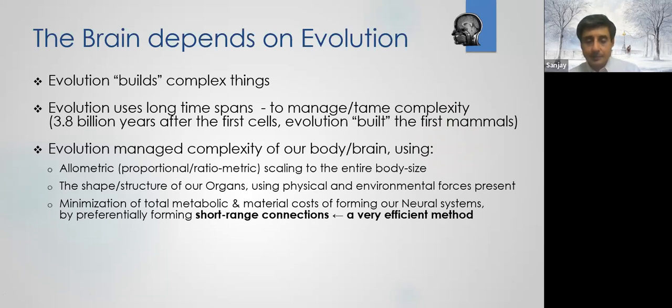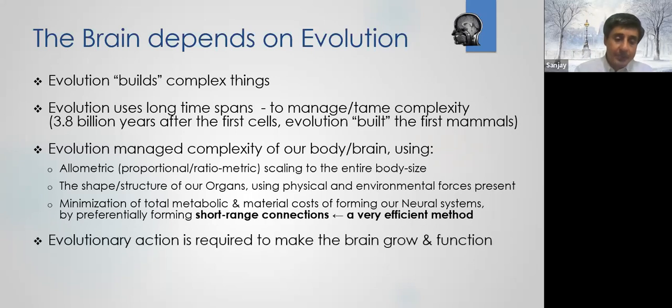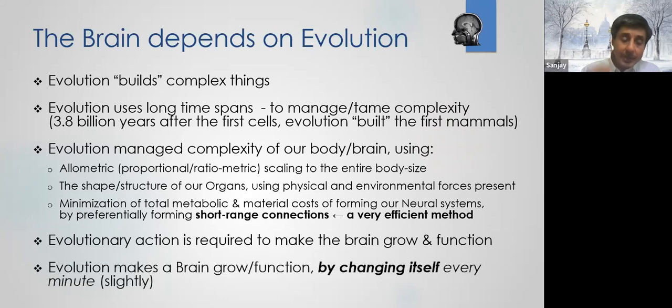And it's programmed into our genes, and therefore how our brain forms, and therefore how our brain operates day to day. So evolutionary action is required to make the brain grow and function. And evolution makes a brain grow and function by changing itself every minute. It only changes slightly, but still it's changing every minute. So the brain is changing all of the time, and the rules of evolution are what make it function and grow and change over time.